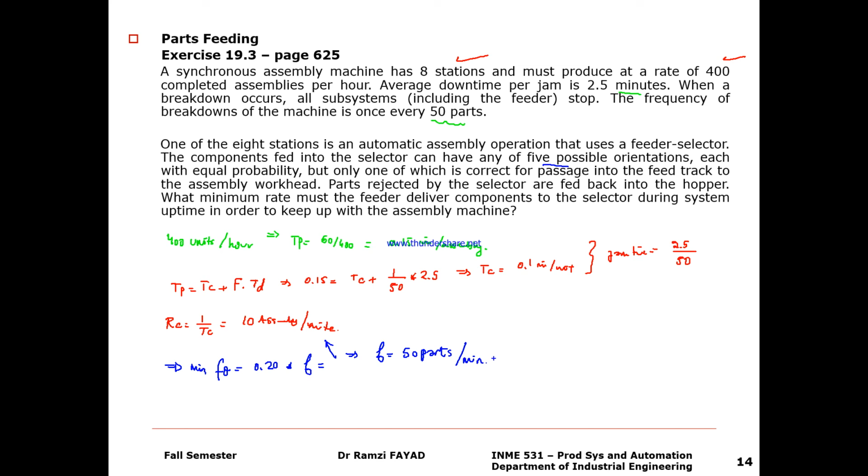The question is, what's the minimum rate the feeder must deliver components? So let's go over it in a different way. If the feeder is delivering 50 parts per minute, and only 20% of those are in the correct orientation, what remains is 10 parts per minute fed into the system. So this is the minimum we need to feed into the system in order to make sure we're capable of meeting our values.